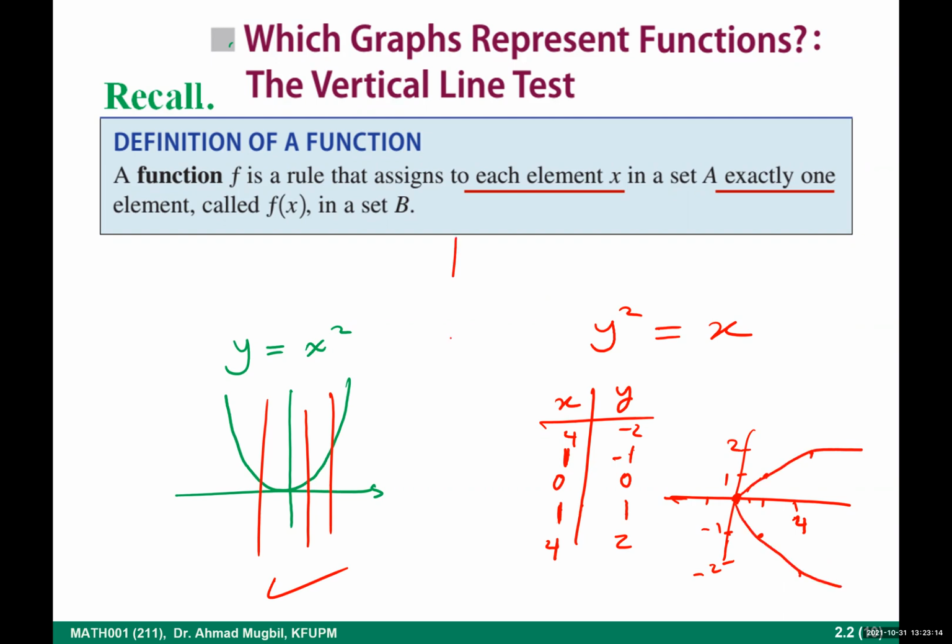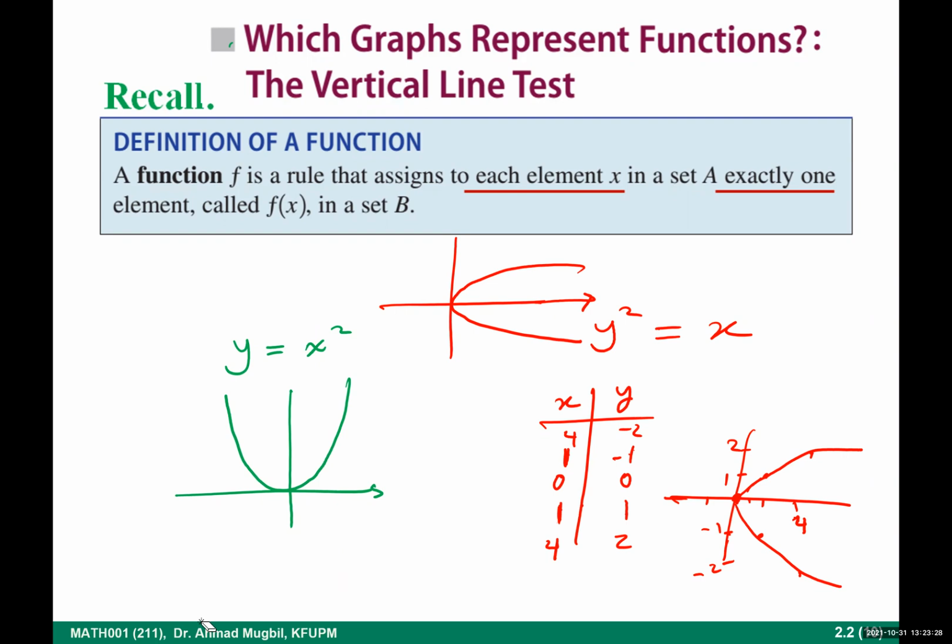So let me draw it here. It will be something like this. In fact, when you replace x by y and y by x, you are replacing the x-axis by the y-axis. So this is why this graph that was on the y-axis is now on the x-axis. Now, there is a test, by the way, called the horizontal line test for one-to-one functions.